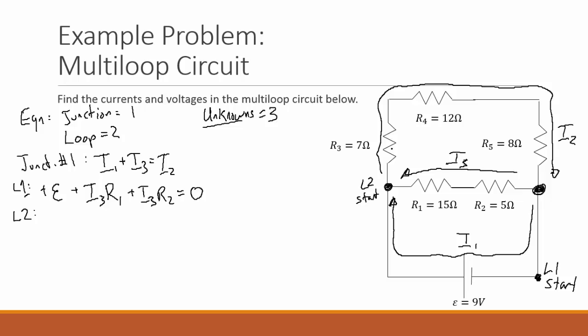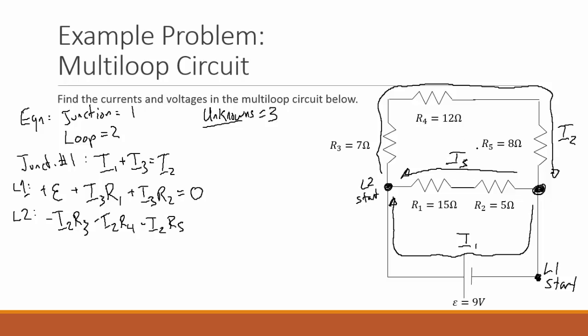First I hit this third resistor. It has current 2 flowing through it, so this is minus I2 R3. Then I go through the fourth resistor. That's minus I2 R4, all minuses because I'm continuing in the direction of the current. Going through this one, I have minus I2 R5. Now I'm going to take a left and go through the middle.